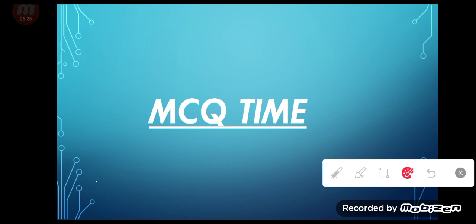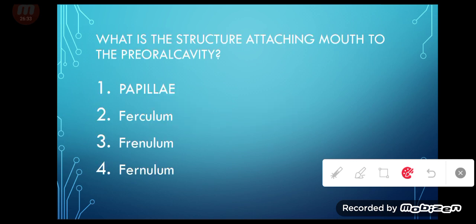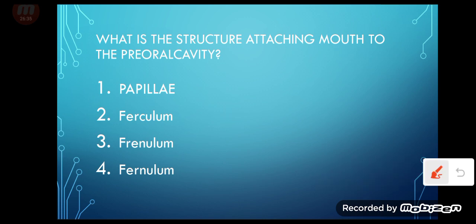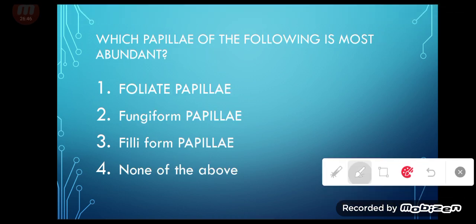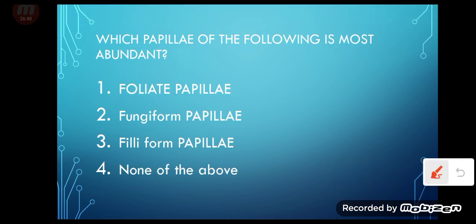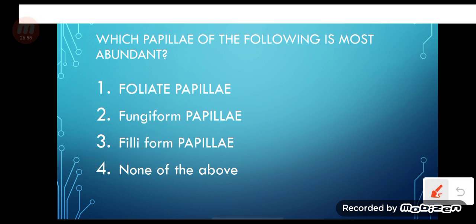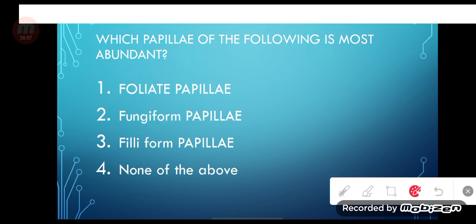Now let us solve some MCQs regarding the mouth and tongue, which includes teeth and tongue. Now MCQ time. What is the structure attaching tongue to the oral cavity? I already told you that is the frenulum. Next one. Which papilla of the following is most abundant? Most abundant is filiform papillae.